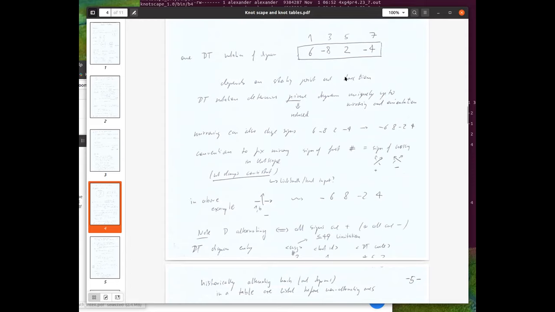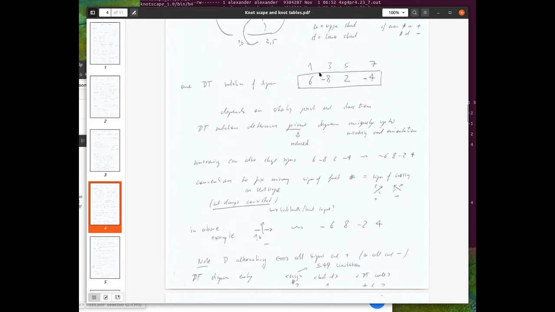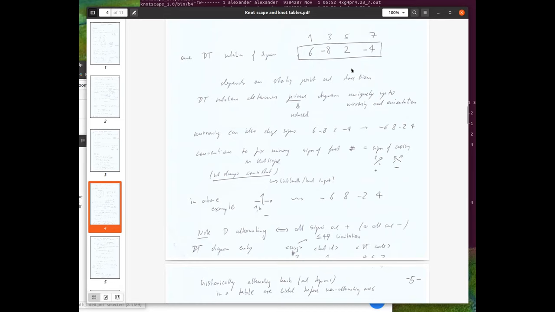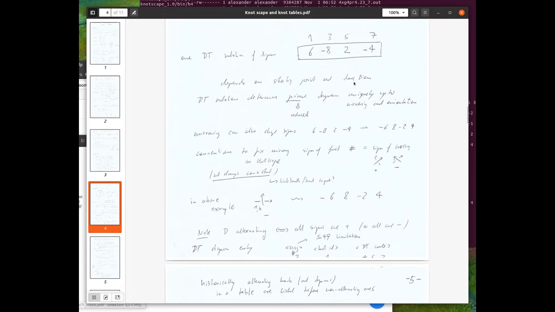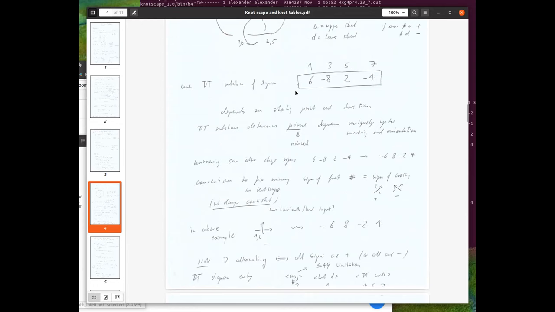If you enter it into Knotscape, usually Knotscape will complain and say this does not represent a prime diagram or something like that. But this is a way to denote diagrams up to mirroring. Obviously, if I change the sign of all the integers, then this is like changing all the crossings, and this is also mirroring. So you can consider the notation up to changing the sign of all these integers.